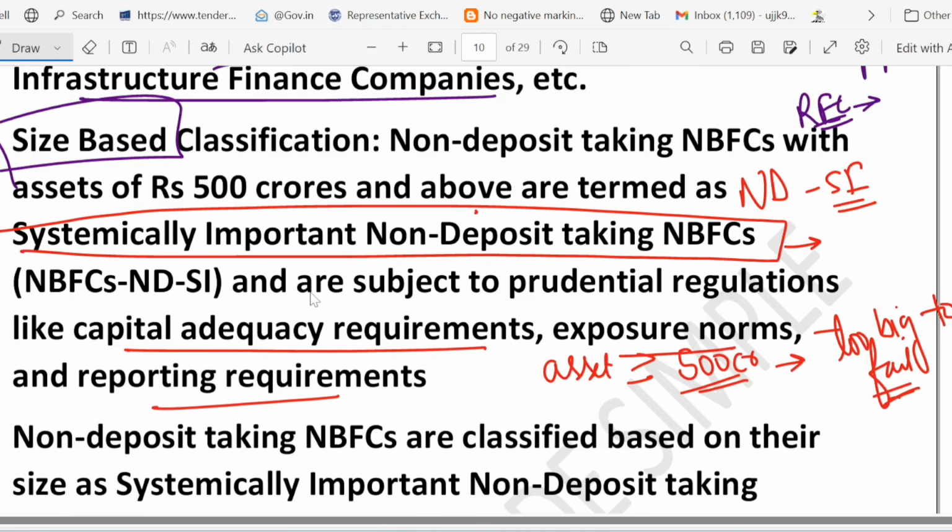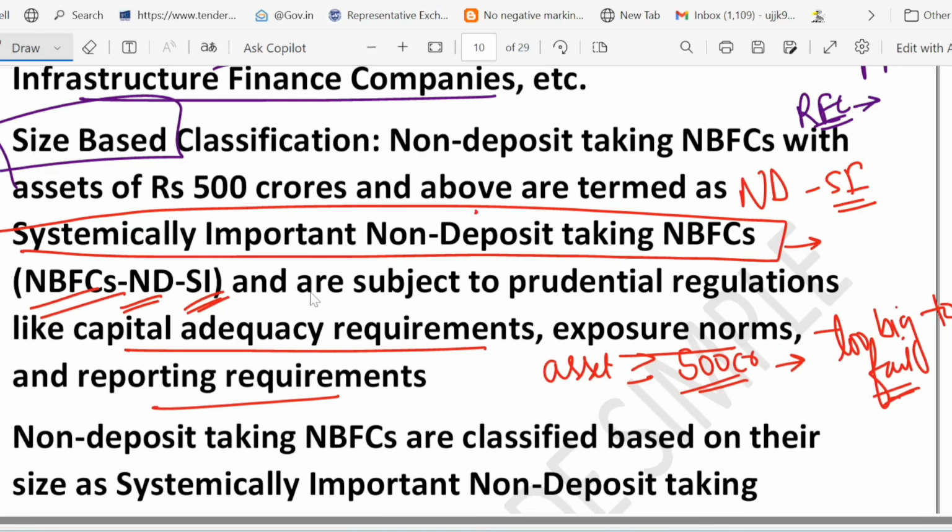NDSI, right, a non-deposit taking NBFC, and that too systematically important. SI stands for systematically important, and ND stands for non-deposit. Remember, they don't take any deposit, right? That is ND, and NBFC you know very well. The condition is that their assets should exceed 500 crore.